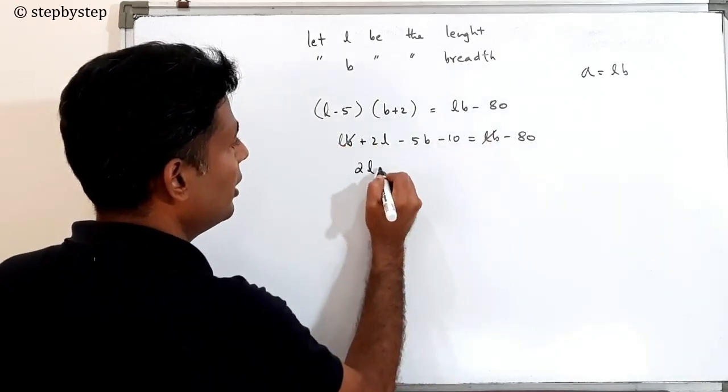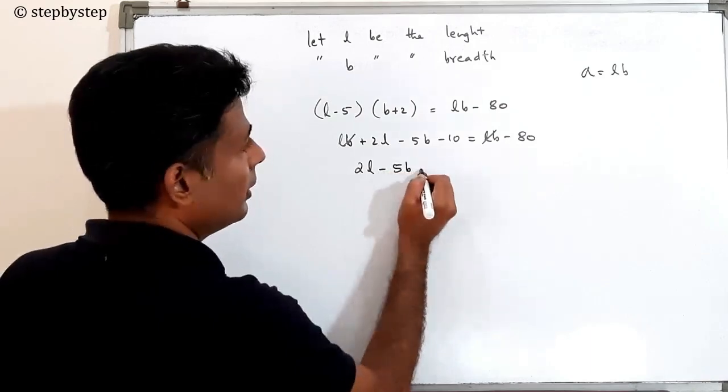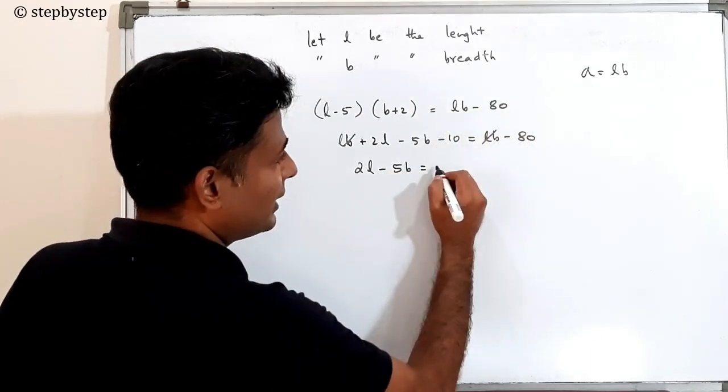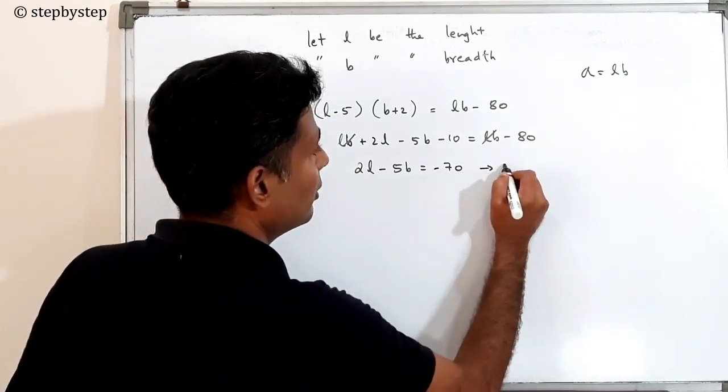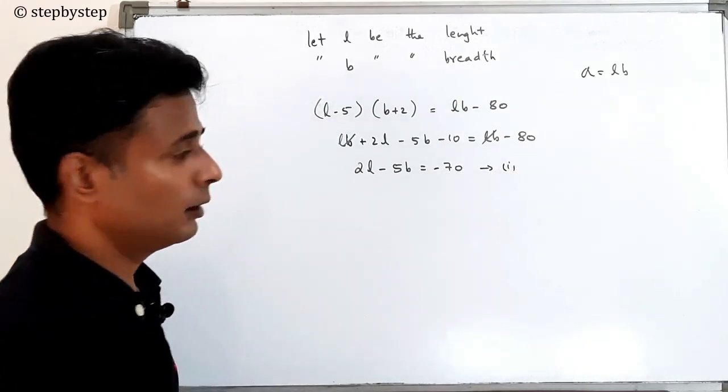So what do I have? 2L minus 5B equals minus 80 plus 10, so minus 70. This is our first equation.